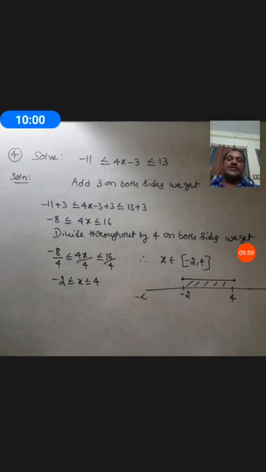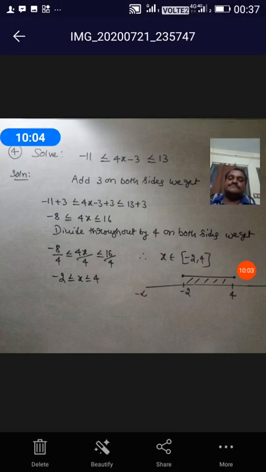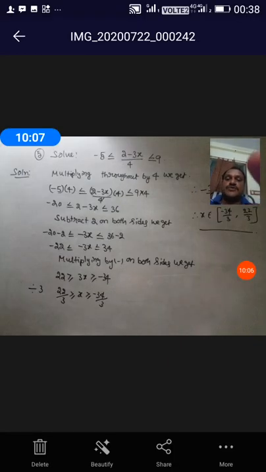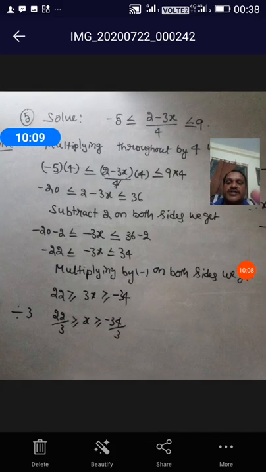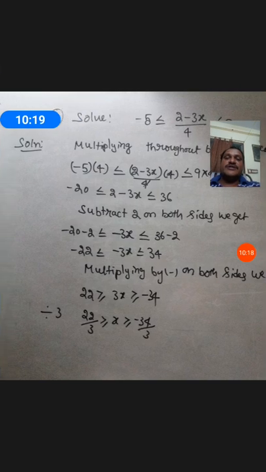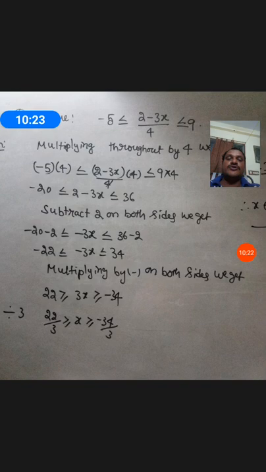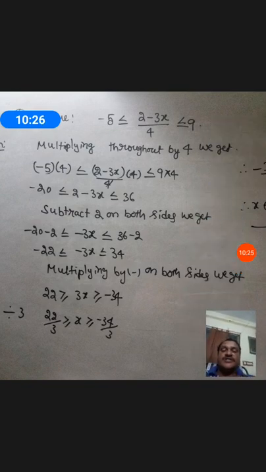Now let us discuss one more problem of this type. See, my dear students, this particular problem: solve minus 5 lesser than or equal to (2 minus 3x) by 4 lesser than or equal to 9. This is one different kind of problem, compound inequalities.